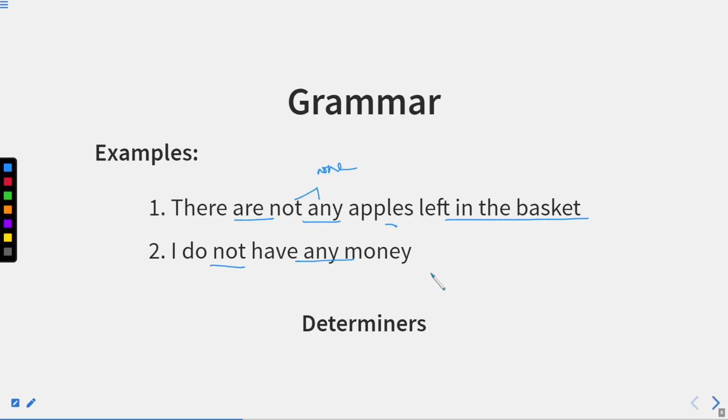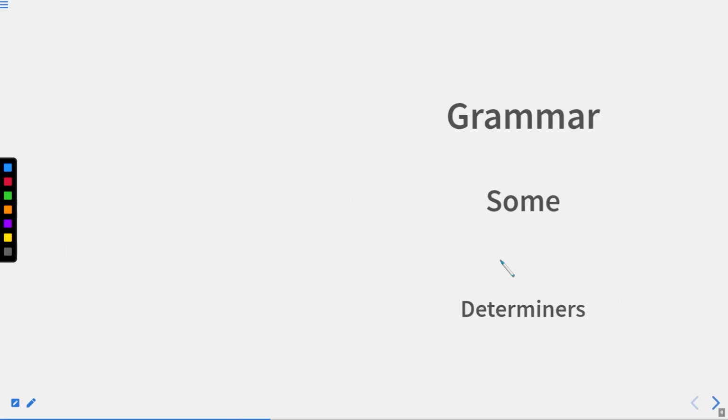I do not have any money. So, we can also use do not. Now, we can also use not in this manner. Even we can also use not any. So, I do not have any money. This is also a kind of sentence which is absolutely correct. So, we can use not and any both together in these styles as well. Now, let us move to the next one.